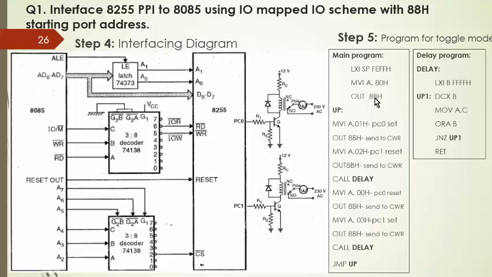So this 80 hex you have to load in the command word register, and for loading we will take this 80 hex in the accumulator, and by using the OUT instruction we will send this 80 hex which is available in the accumulator to 8B hex. So 8B hex is the address of the command word register.